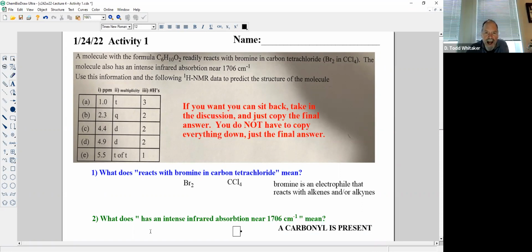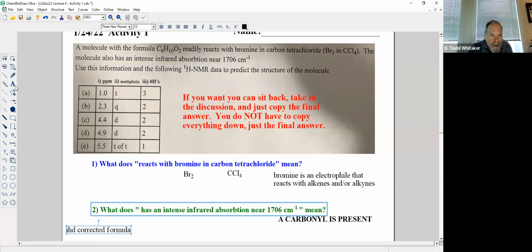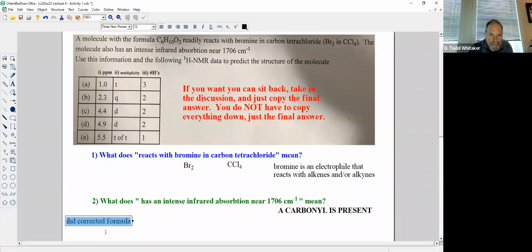So how do you do IHD? You have to convert this formula to a formula that has just C's and H's. So oxygen we ignore in an IHD. Corrected formula. It has nothing to do with question 2, so don't believe that it has any relation to question 2. So this just becomes C6H10. I'm ignoring oxygen.